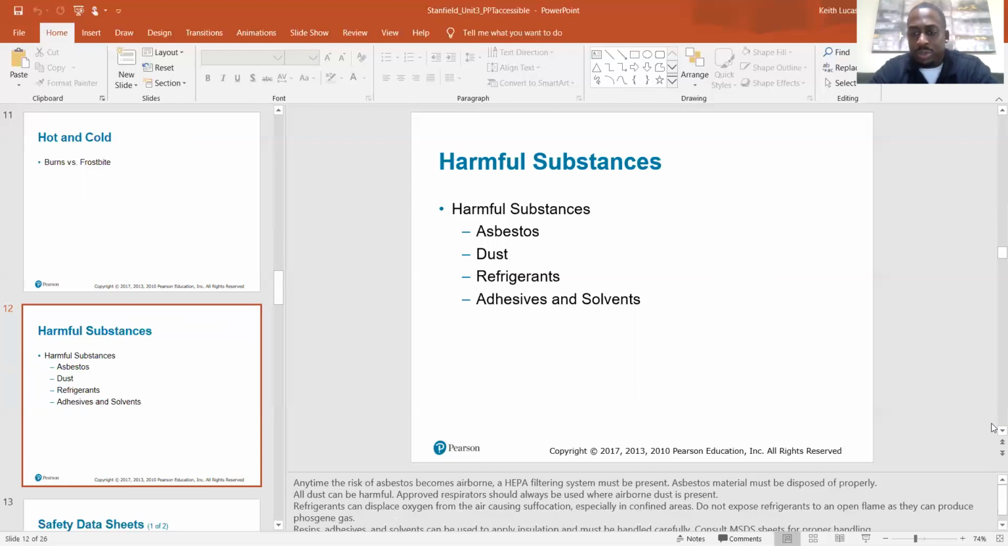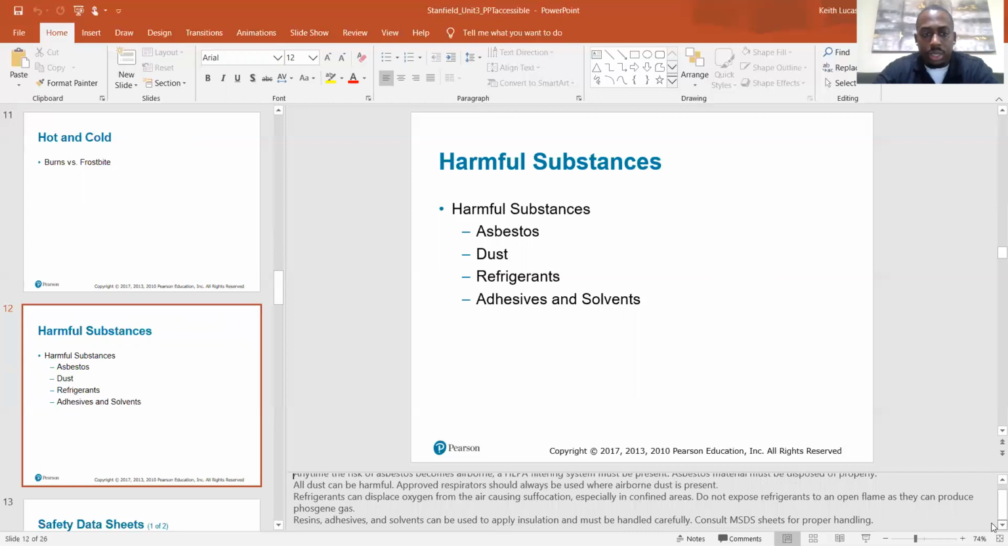Do not expose refrigerants to an open flame, as they can produce phosgene gas, which happens a little bit from time to time when you're brazing. It's a very horrible smell, and it makes it hard to breathe. Resins, adhesives, and solvents can be used to apply insulation and must be handled carefully. Consult MSDS sheets, or material safety data sheets is what MSDS stands for, for proper handling.